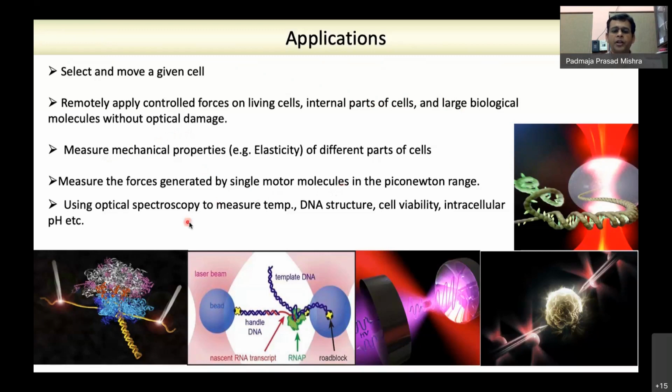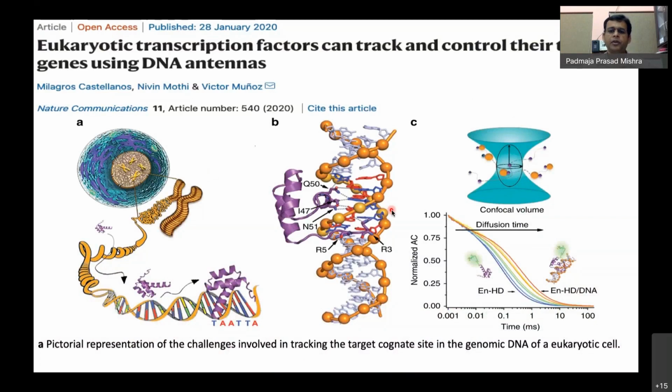Using optical trapping, you can measure temperature, DNA structure, cell viability, intracellular pH, and many more things. One of the articles published very recently is on how eukaryotic transcription factors can track and control their target genes using DNA aligning with an optical tweezer.